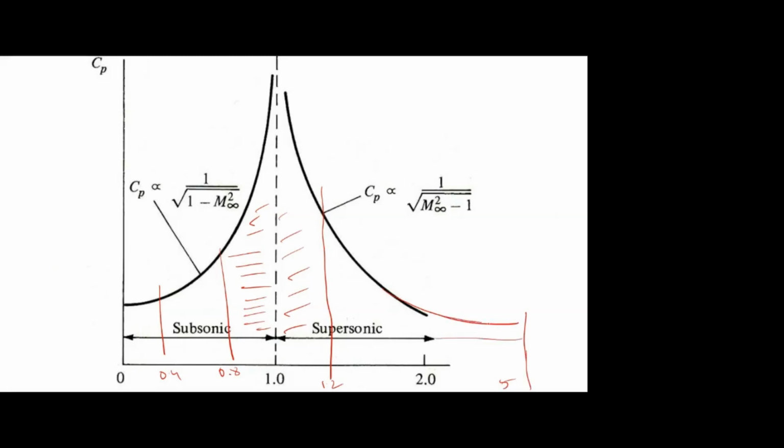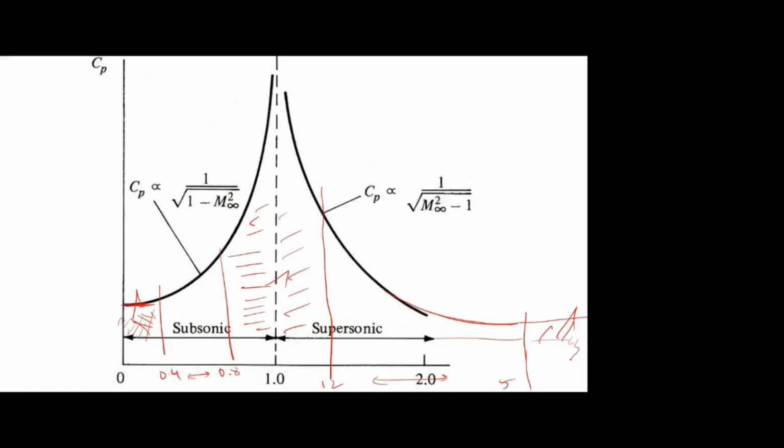Up to that it will show some changes. After 5 it will be like a straight line. It won't be effective. Low subsonic also won't show any variation, so it is not effective. Only from 0.4 to 0.8 this linearized method is effective. Then from 1.2 to 5 it is effective. In the transonic region, low subsonic region, and hypersonic region, it is not valid.